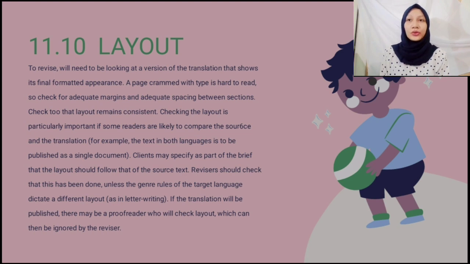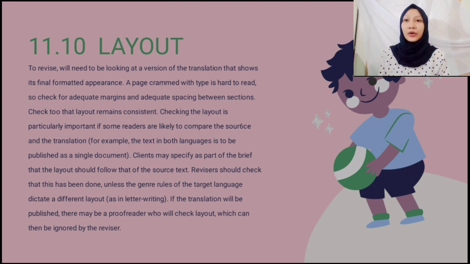Layout. To revise, you will need to look at a version of the translation that demonstrates how it will be formatted in its final form. A page with too much type is difficult to read, so make sure there are enough margins and spacing between pages. Check to see if the layout is still the same. If any readers are likely to compare the source and the translation, double-checking the layout is especially critical. For example, the text in both languages is to be published as a single document.